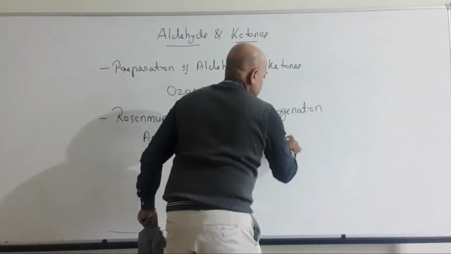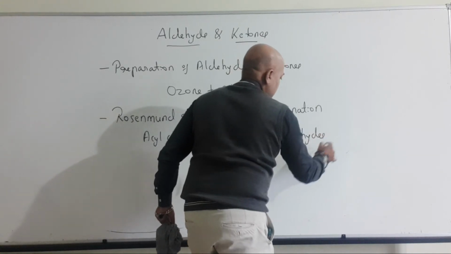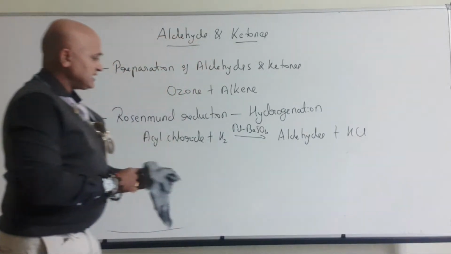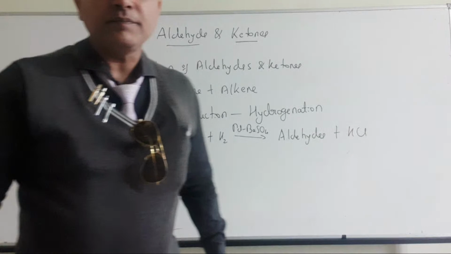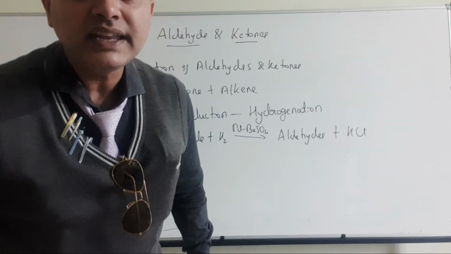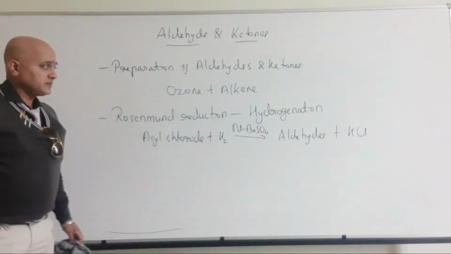And aldehydes will be the product. Along with that, an acidic product, that is HCl, will be formed. So this is the reaction. Now can you tell me, should only chloride be used or may any other halide be used? Any other halides can also be used.